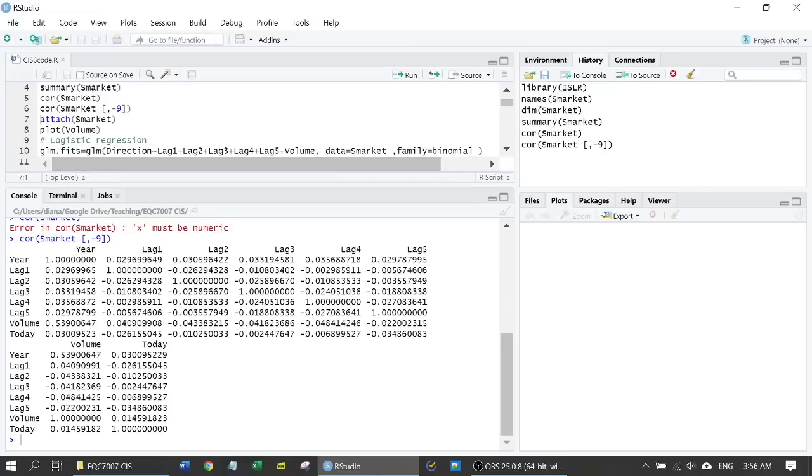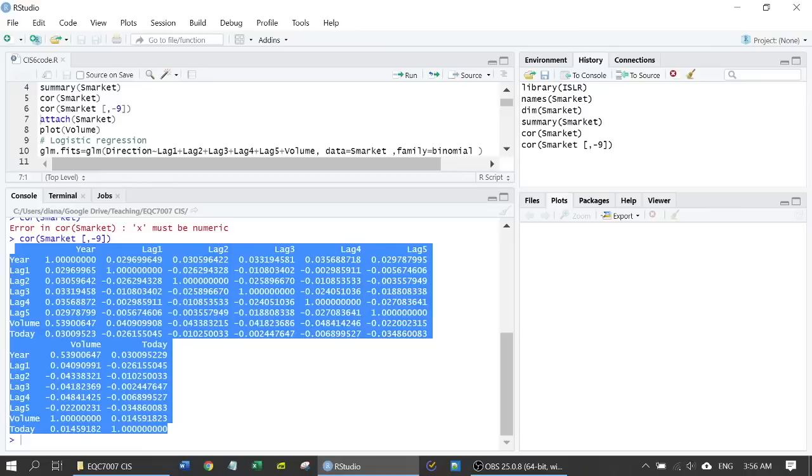Nonetheless, this is just a correlation. What we are going to do next is fit a classification technique and see if our classification technique can improve the prediction accuracy.